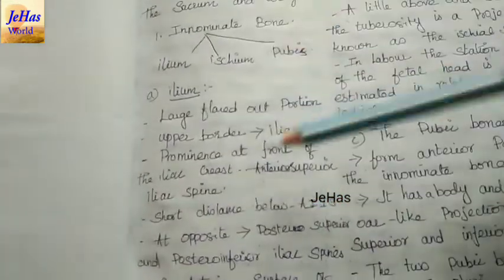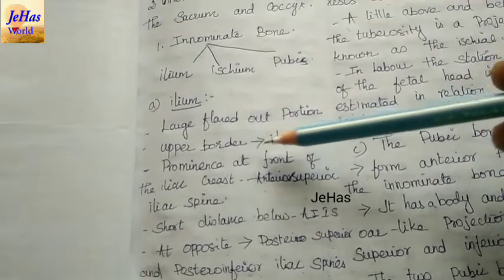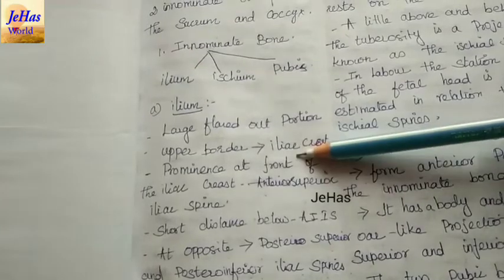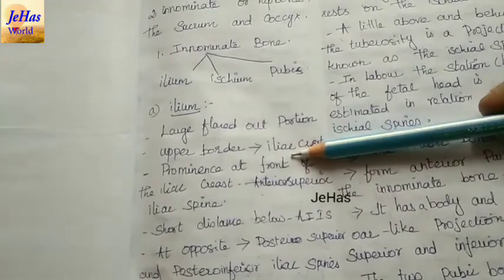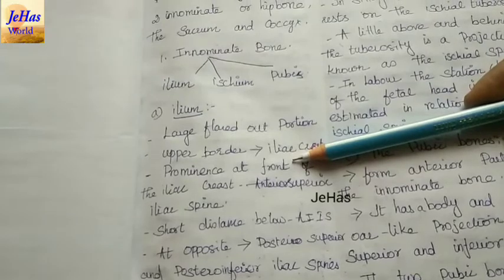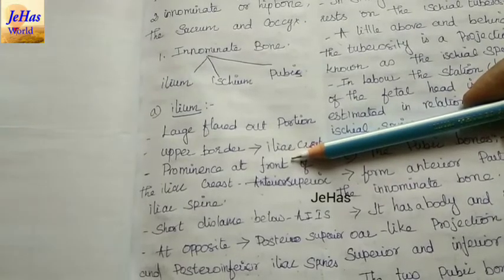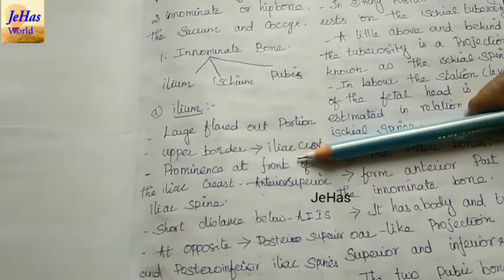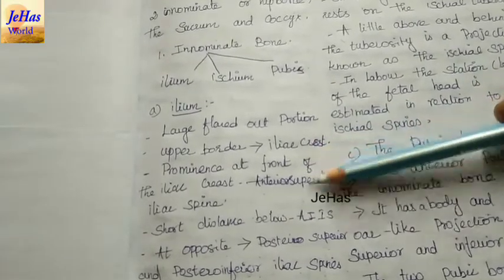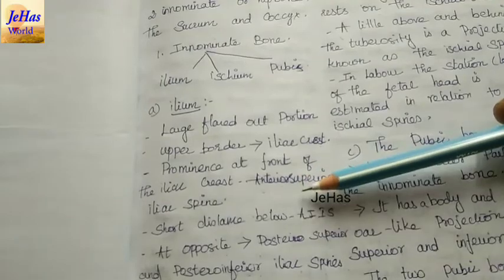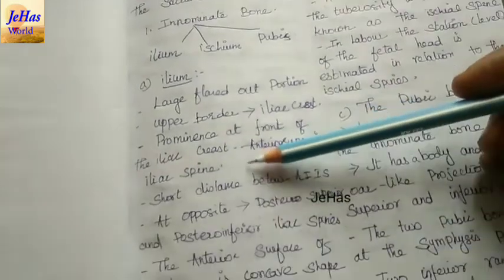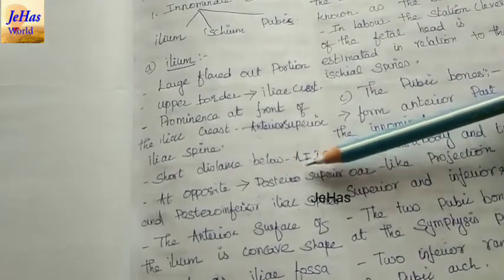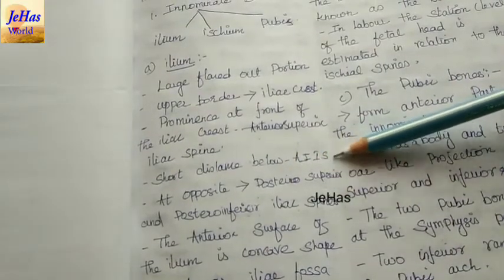The ilium, it is a large flat out portion of the innominate bone. The upper border of it is termed as iliac crest. That is, when the hand is placed on the hip, it rests on the part that is iliac crest. Next, the prominence at the front of the iliac crest is anterior superior iliac spine. At a short distance below, it is the anterior inferior iliac spine.